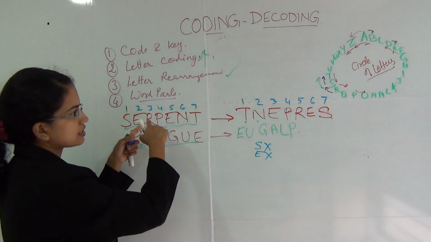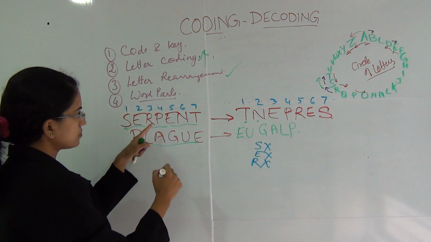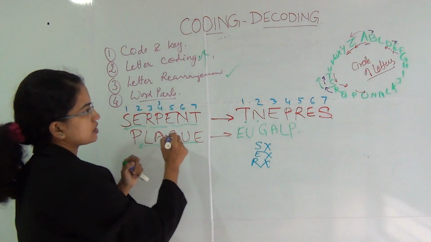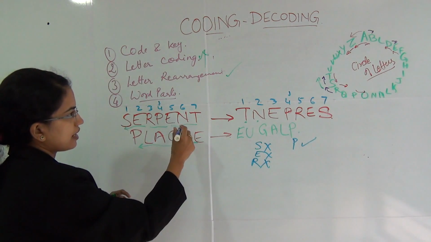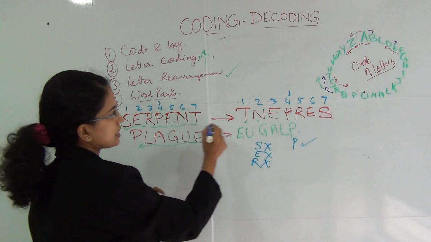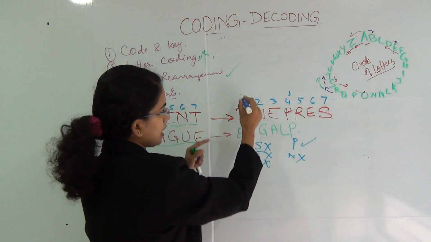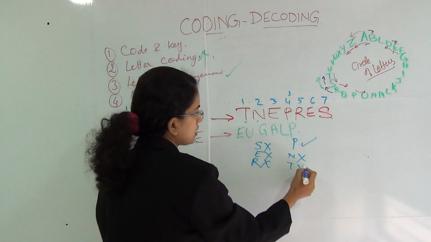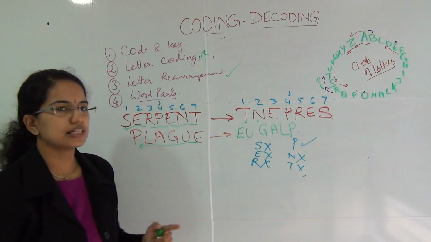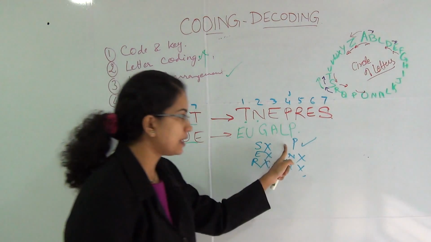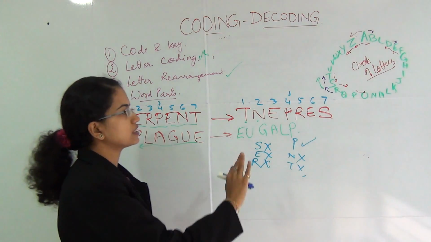Then for R, it is 3 here and 5 here. So R is also not the choice. For P, it's the 4th position here and the 4th position here. So P is the correct letter. Then I look into N. N is 6 here and 2 here. So N cannot be the option. And T is 7 here and the first position here. So T is also not the answer. So in this word, SERPENT, there is only one letter, that's P, which remains at the same position when I am inversing the order.